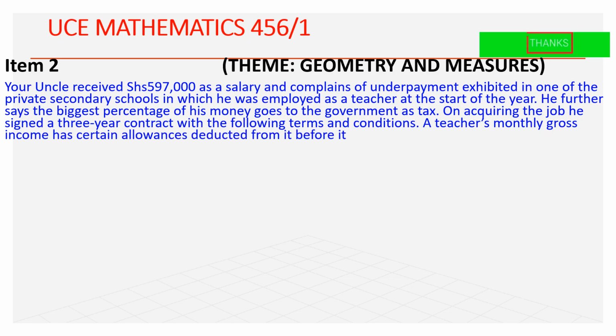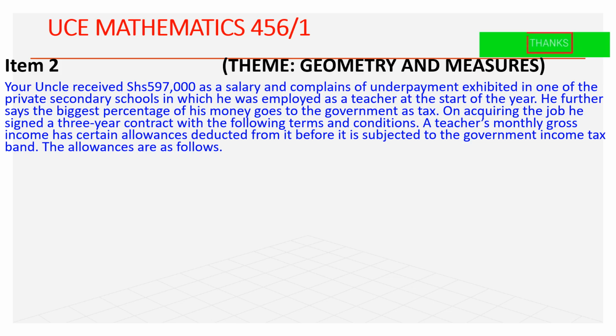1. A teacher's monthly gross salary income has certain allowances deducted from it before it is subjected to the government income tax band. So we agreed with that one. You have the total gross salary, but that money is subjected to some allowances and they have to remove them. And remember, the rule is you can't tax an allowance. Since the allowance is part of the gross salary, we have to remove that allowance first, then the balance or the remainder is the one we shall subject to taxation. So the allowances are as below.